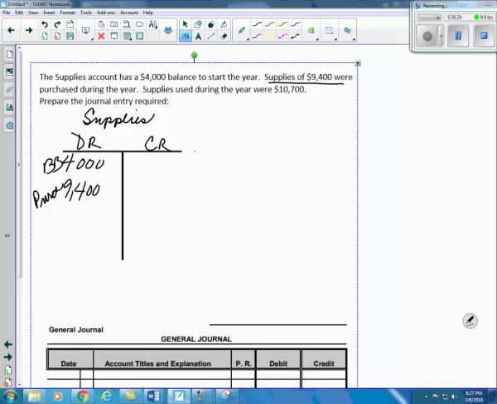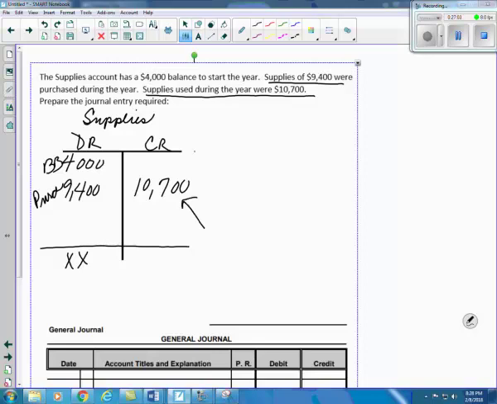And then if we look at the next line, it says supplies used during the year were $10,700. Well, wait a minute. Do I even need to prepare the T account? Or are they telling me what that credit should be to the supplies account? So instead of counting what I have left and giving me this number, what they've done is they counted what we used and told us how much we used.